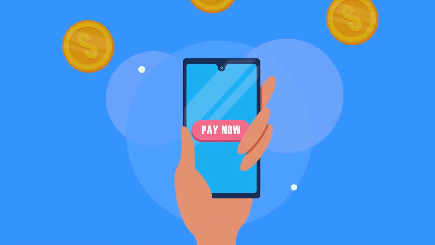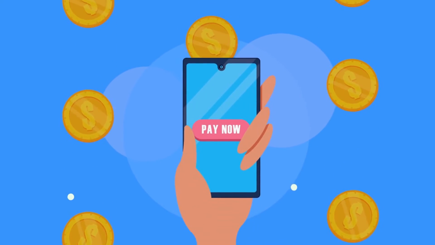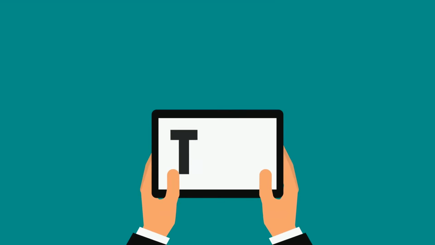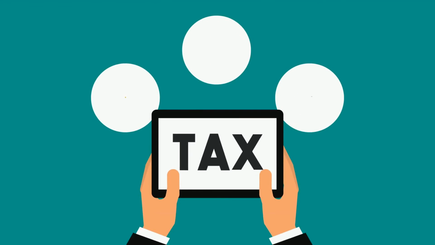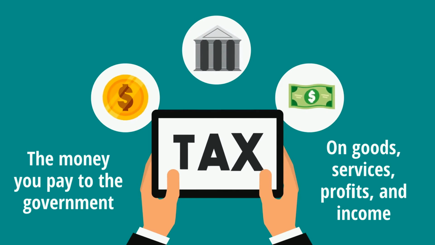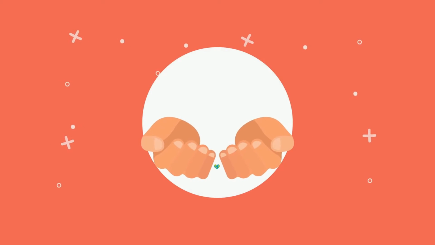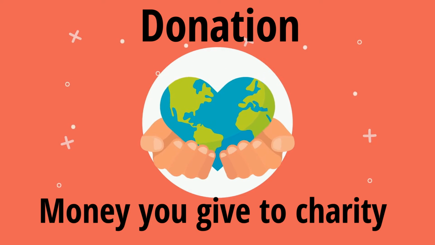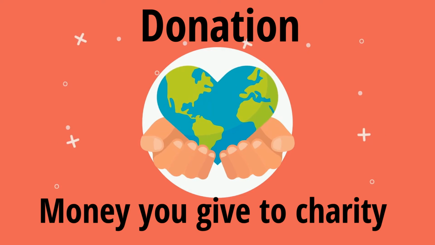Okay, let's move on and have a look at some new different words for money and how we may use them. A word I'm sure everyone around the world knows very well, tax, and this is the money that you pay to the government, and you pay it on goods, services, profits and income. Our next word is donation, and this word describes money you give to charity.